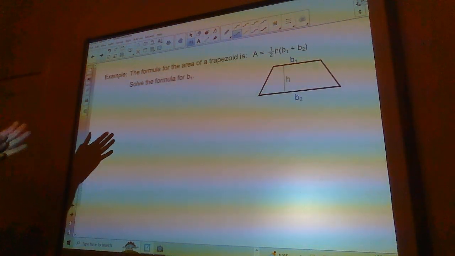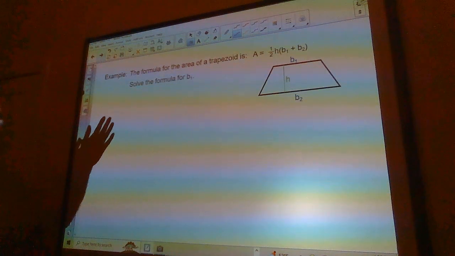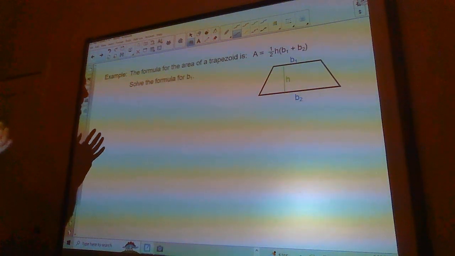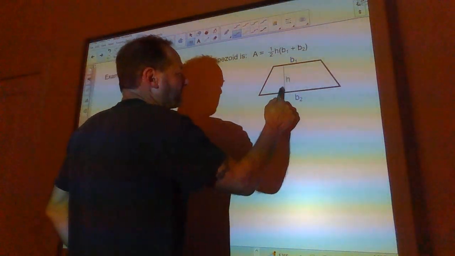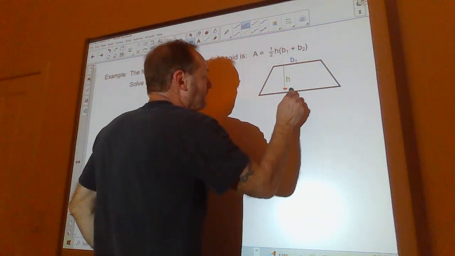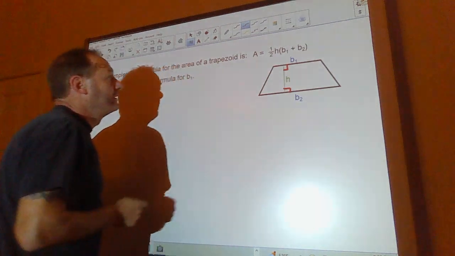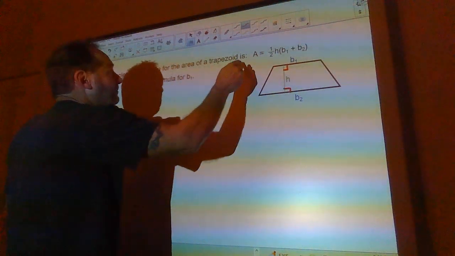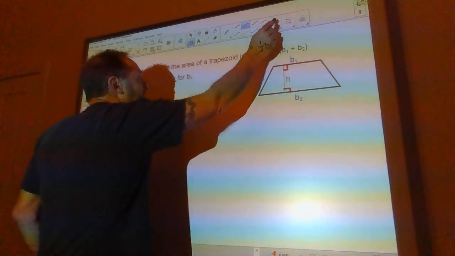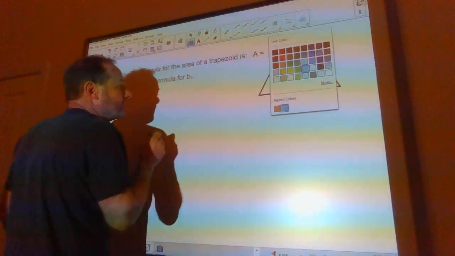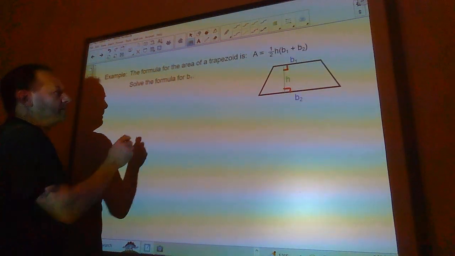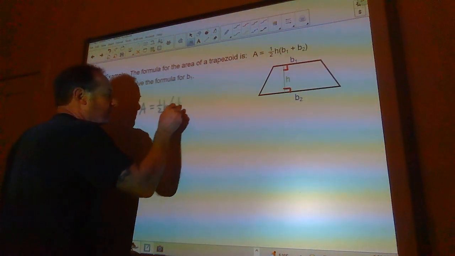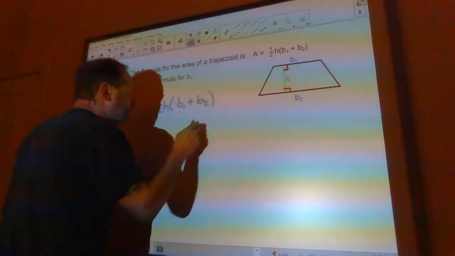The formula for the area of a trapezoid is A equals 1/2 h times (b1 plus b2). Here's my trapezoid. There's my height. This should have 90-degree angles right there. And here's my first base and my second base. And we're going to solve this for B1. So we're going to take the formula, A equals 1/2 H times (B1 plus B2).